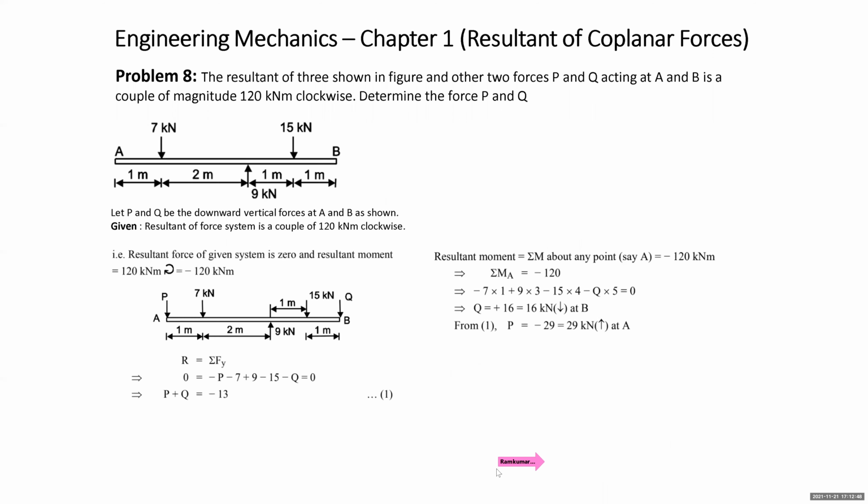Okay, now we come to the next problem. Eighth problem of the type. This is also a good problem. Resultant of three forces are shown, and two forces P and Q acting at A and B form a couple. I mean, you are given with this diagram on which 7 kilonewton, 15 kilonewton, and 9 kilonewton are given.